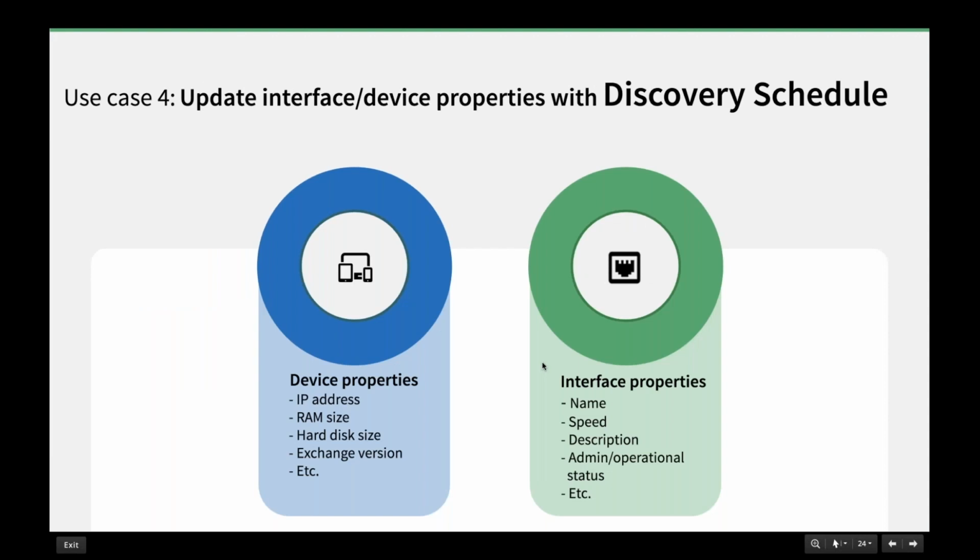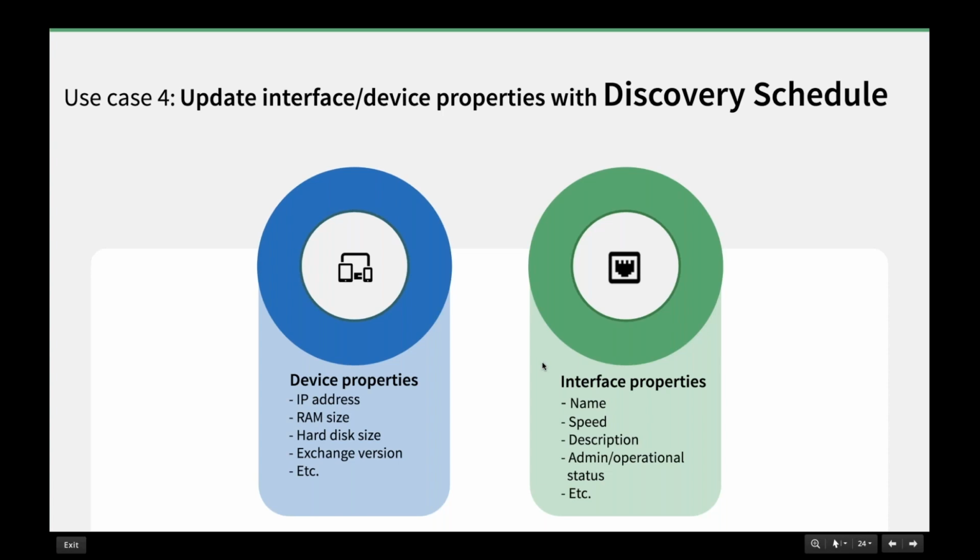The fourth use case, updating interface and device properties with discovery schedule. Network, as we discussed earlier, is so dynamic, and so are the devices in the network. So we cannot expect the properties of a device to be static all the time. They might be dynamic. You might be increasing the RAM size of a device, decreasing the RAM size of a device, or the IP address of a device could be changed, and so could the interface. You can increase or decrease the interface speed, check the admin or operational status, permissions, and a lot of things.